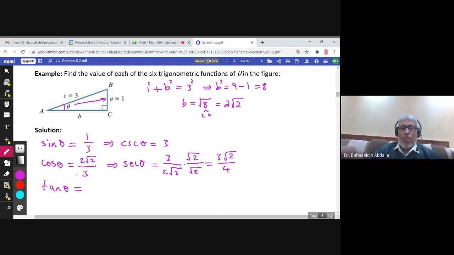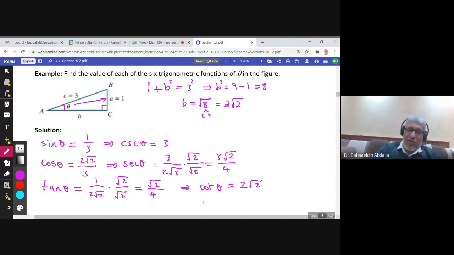Finally, I can find tan theta. Tan theta is the opposite side, which is 1, over the adjacent side, which is 2 square roots of 2. I need to rationalize the denominator, so I multiply by square root of 2 over square root of 2. I get square root of 2 over 2 times 2, 4. And finally, cotan theta would be the reciprocal of tan. Tan is 1 over 2 square root of 2, so cotan would be 2 square root of 2 over 1, or just 2 times square root of 2.